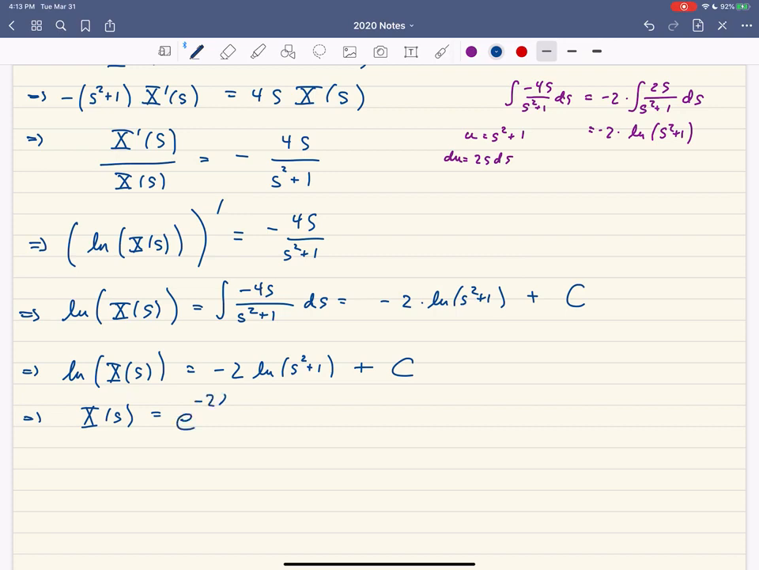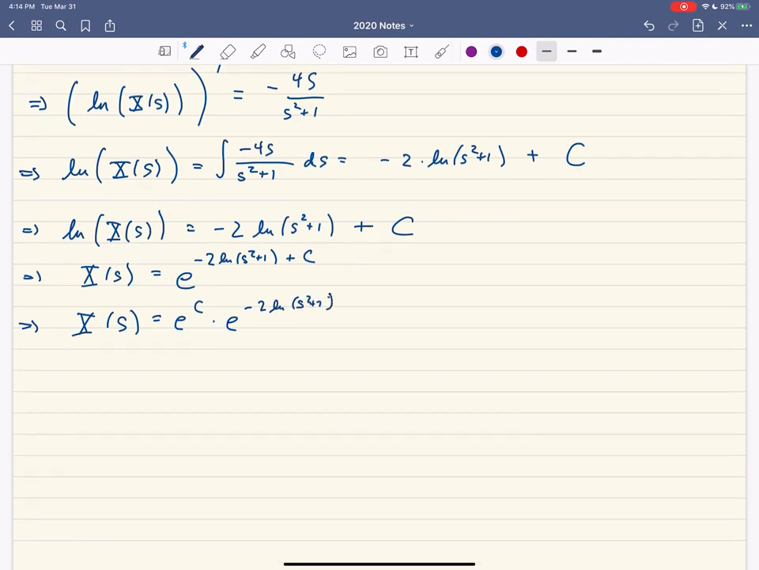We'll have e to the negative 2 natural log of s squared plus 1 plus c. So that means that capital X is really, we can write this as e to the c times e to the negative 2 natural log of s squared plus 1. And e to the c is, again, just another constant. Call it c1 if you like, just to be consistent. But I'm just going to do what I did in class and just call this, again, another constant c.